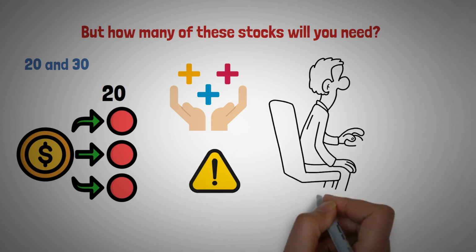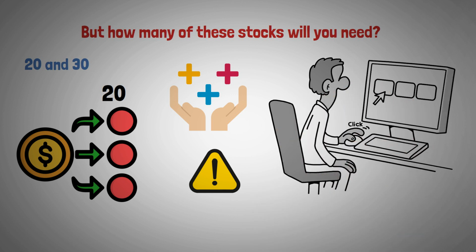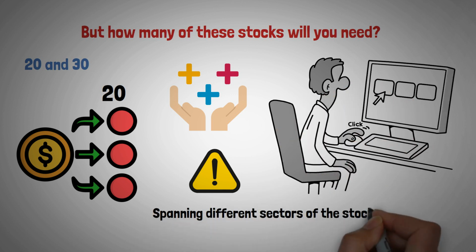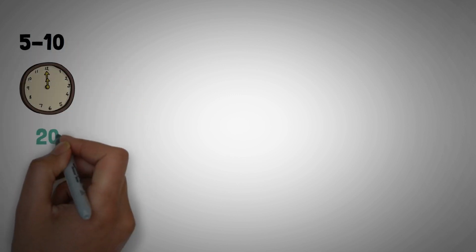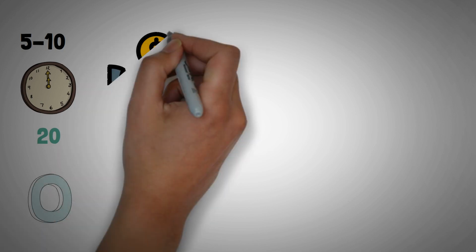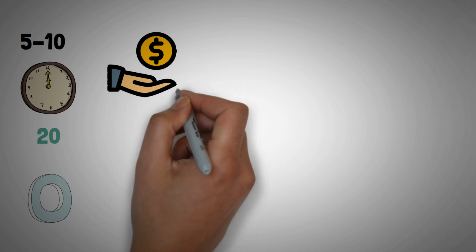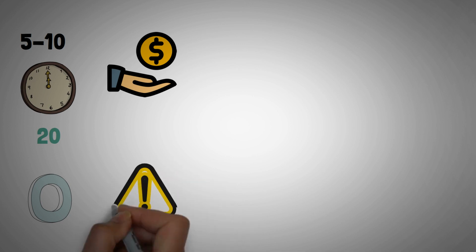Ensure diversity by choosing stocks of different sizes, operating in various industries, and spanning different sectors of the stock market. Start with 5 to 10 stocks and gradually build up to 20 over time. With zero commission stock trading, you can start with even a single share. Be cautious about concentration, as having too many stocks from a similar sector can pose risks.